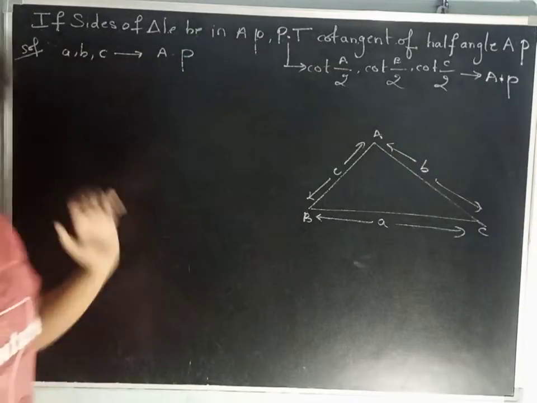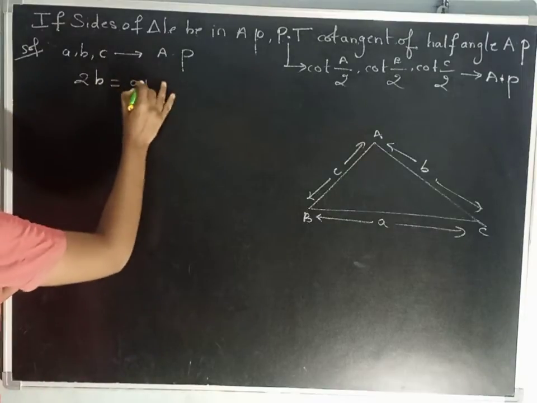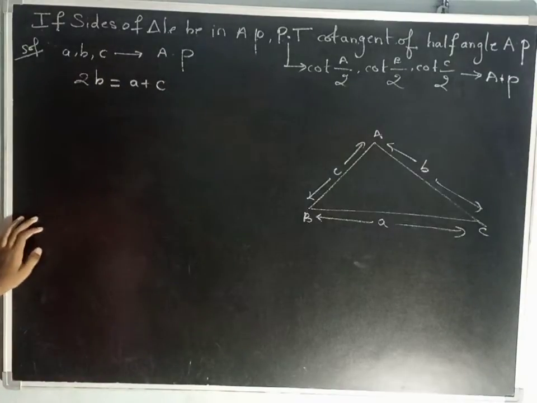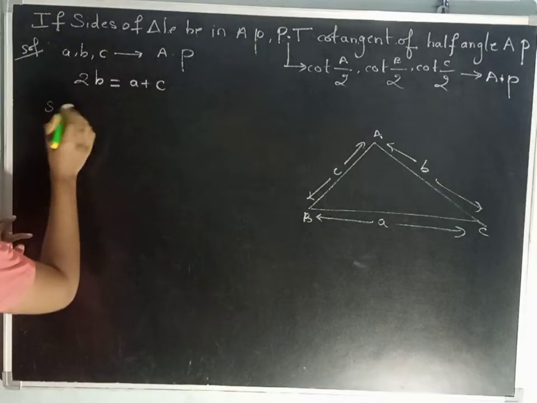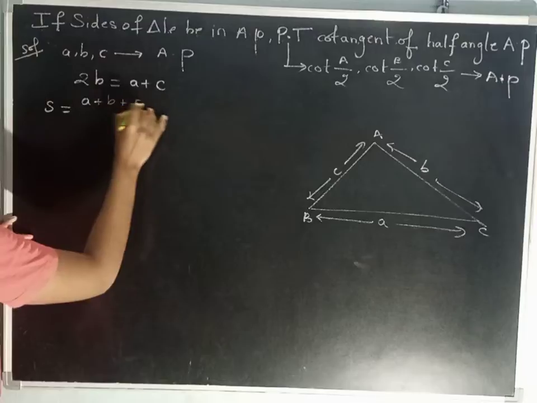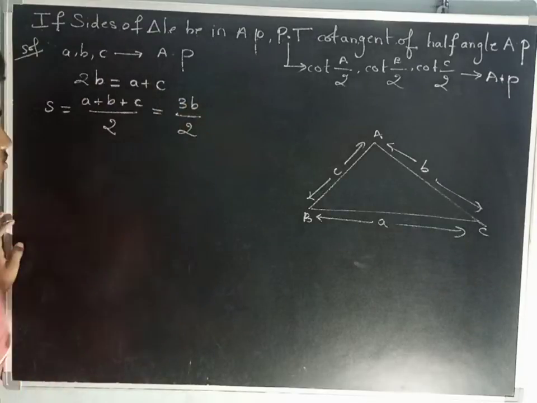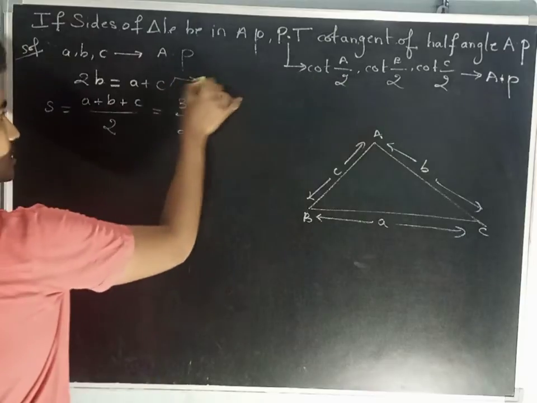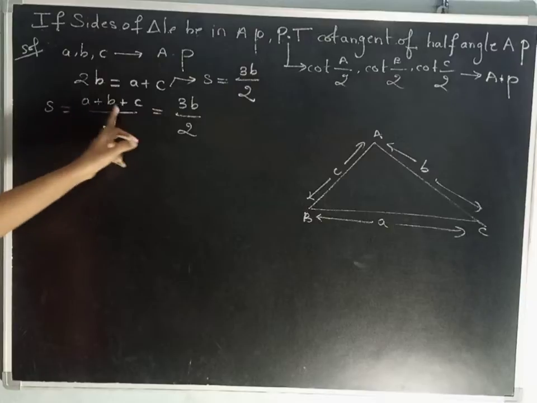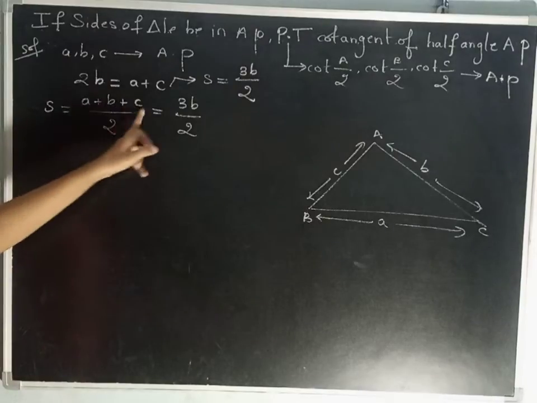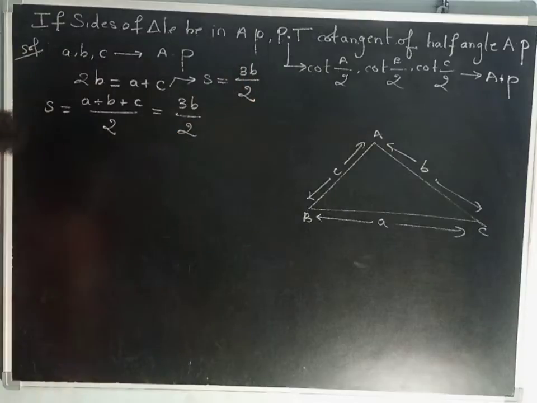If three given numbers are in arithmetic progression, then what will be the condition? 2b is equal to a plus c. Now let me consider the semi-perimeter, that is s = (a + b + c)/2. a plus c is nothing but 2b, so a plus b plus c is 2b plus b, that is 3b, and the semi-perimeter is equal to 3b/2.